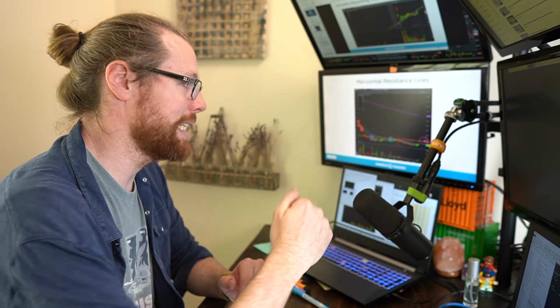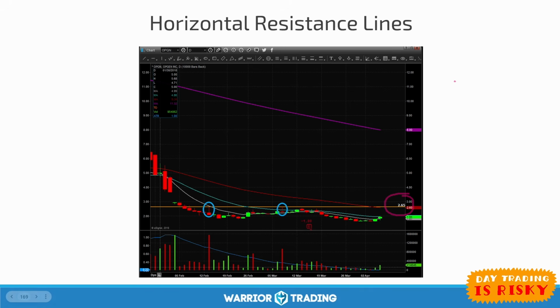We're going to start by talking about horizontal resistance. This is an example right here of a stock chart where we have very clear horizontal resistance at $2.65 that's formed by two double top candles. They both hit that same level. And if it had happened just once, we probably wouldn't have taken it too seriously. But because we have a double top at that level, that is very clear horizontal resistance.